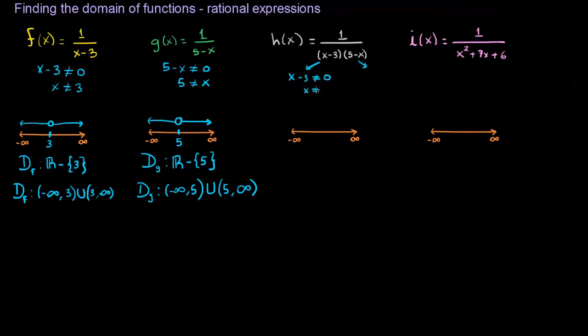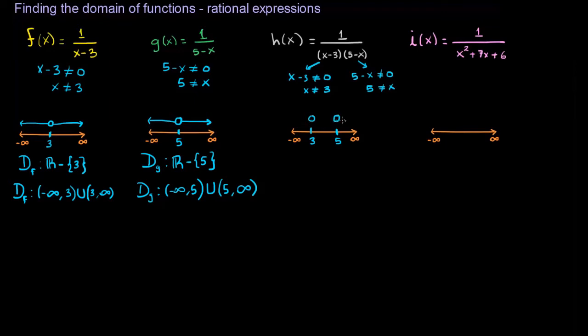So x has to be different from 3. And with this one it will be 5 minus x different from 0. Here it will be 5 different from x, or x different from 5, I'm sorry. And here we have to place on the graph both numbers, 3 and 5, just like the previous cases. We do not include the 3, and now we also do not include the 5.